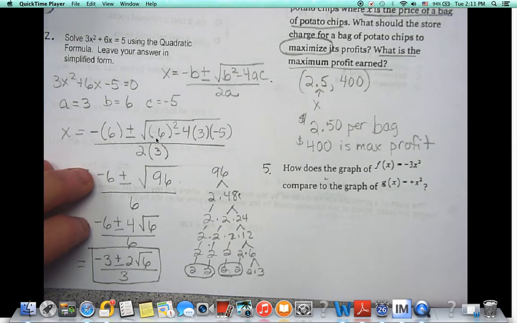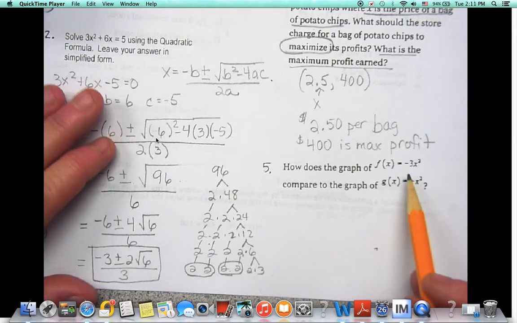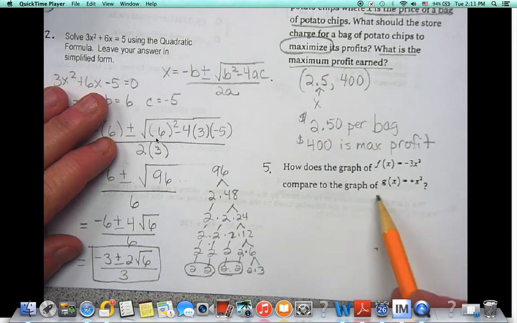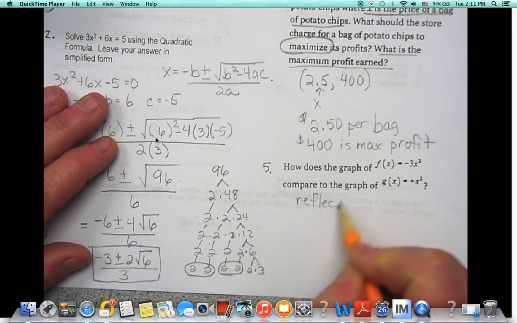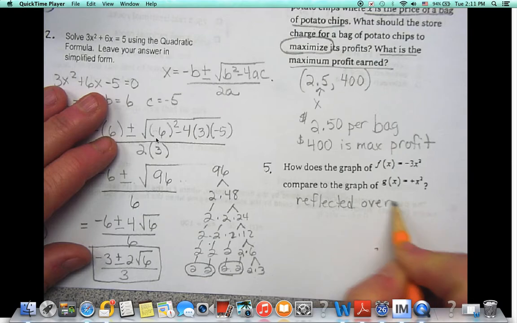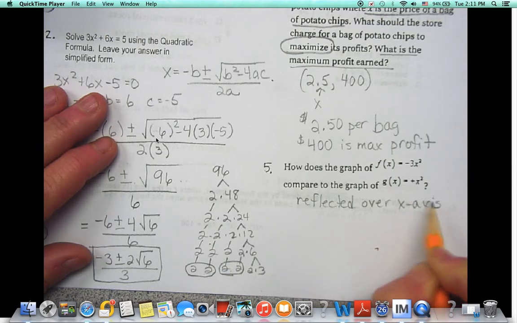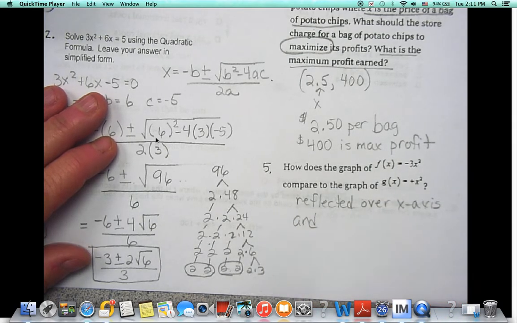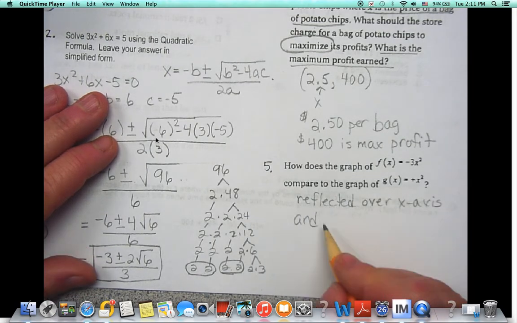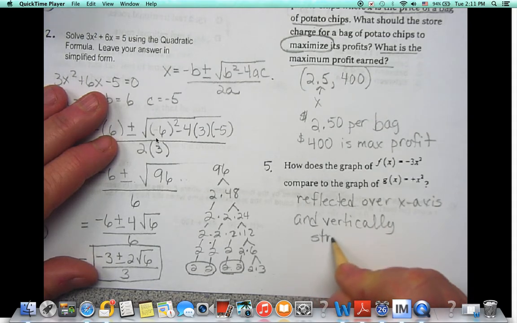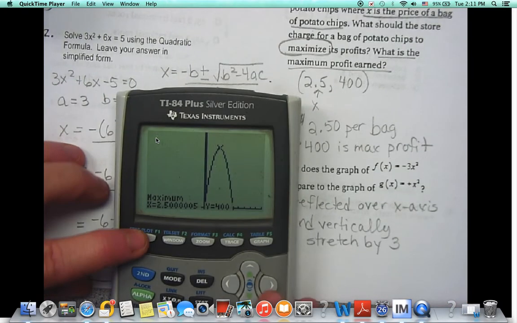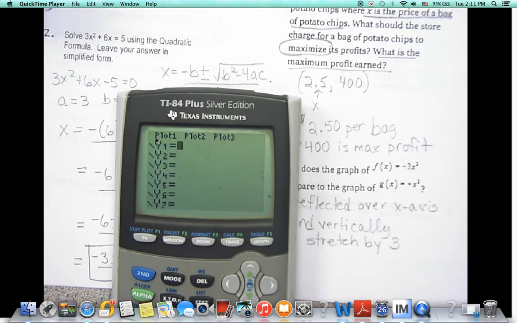How does the graph of f of x equals negative 3x squared compare to the graph of positive x squared? Flip and stretch. Flipped over what axis? Reflected over the x-axis. And stretched how? Vertically or horizontally? Vertically, stretched by 3. And you can graph them and look at them if you're not sure.